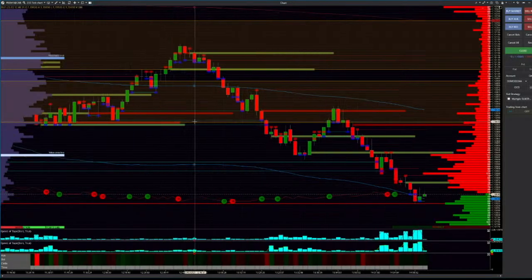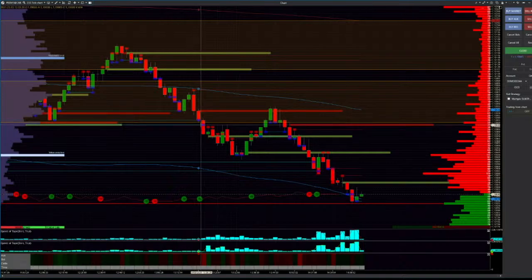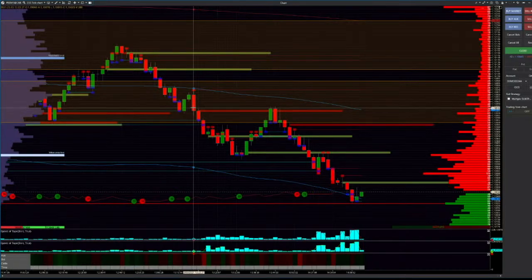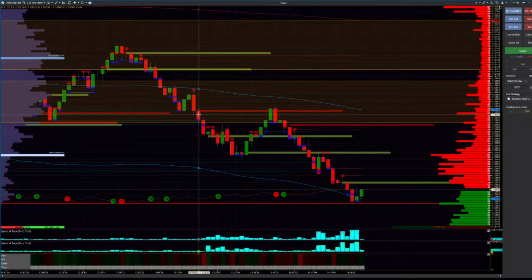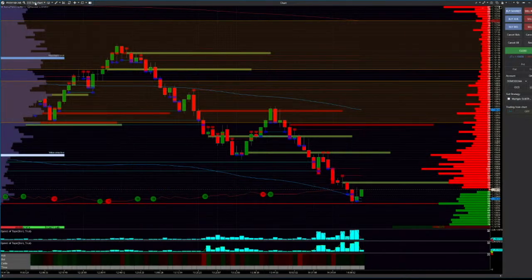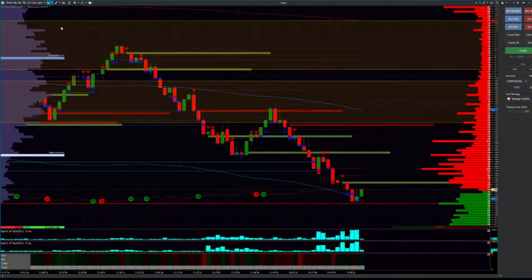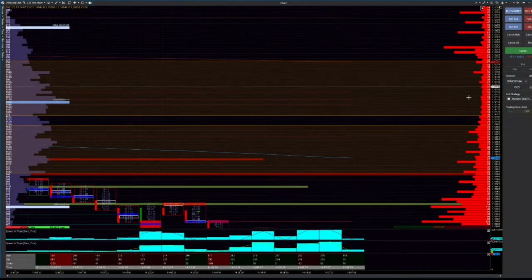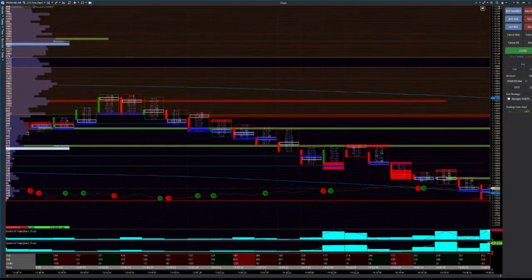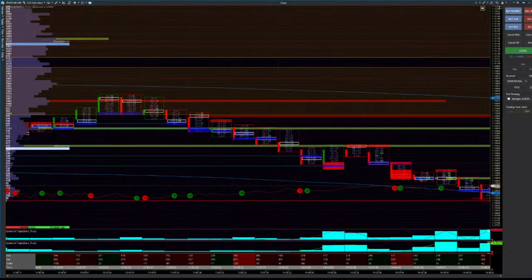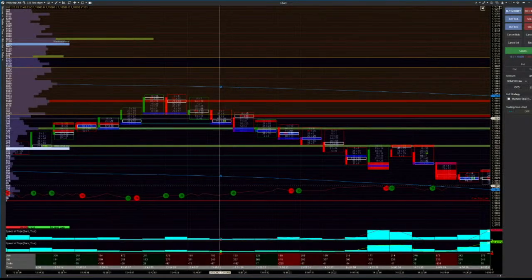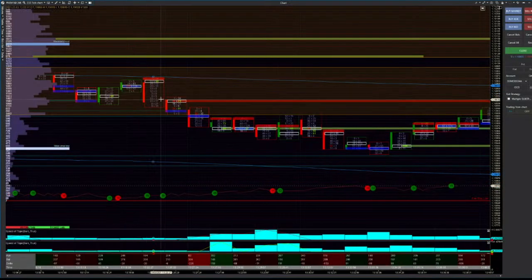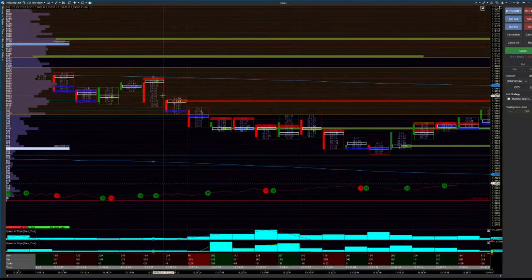All right, so at 13:25 we have this one. This seems to be a very nice entry spot, but I'm going to change the candles to cluster so I can see the actual volume on every candle. All right, so it's going to be here.